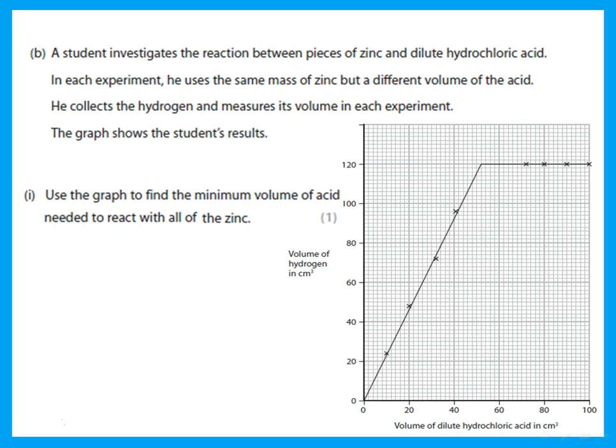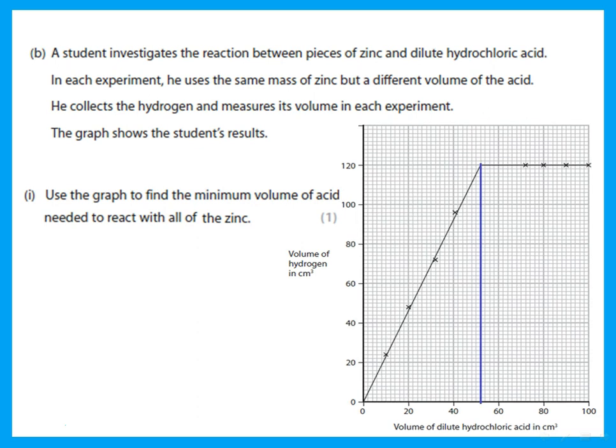How do I know that? Remember that as I added more volume of acid, I got more volume of hydrogen, and so on, until all the zinc has reacted. So when all the zinc has reacted, even if you add more HCl, you don't get any more gas. So when did all the zinc react? When there is no more increase in the volume of hydrogen gas. So that is from the graph, that is at about 52 centimeter cubed.